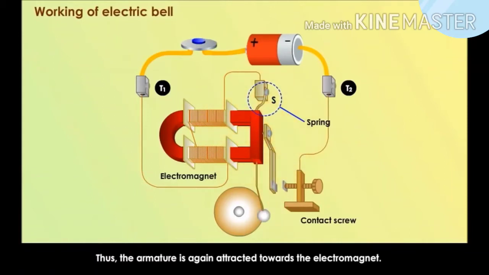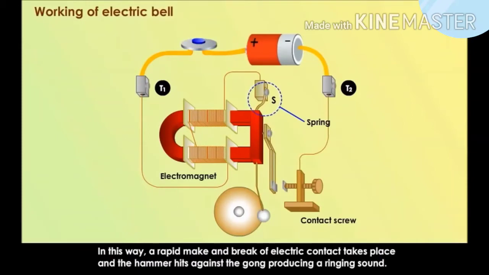And again, the armature is attracted toward the electromagnet. In this way, rapid make and break of electric contact takes place, and the hammer hits against the gong, producing the ringing sound.